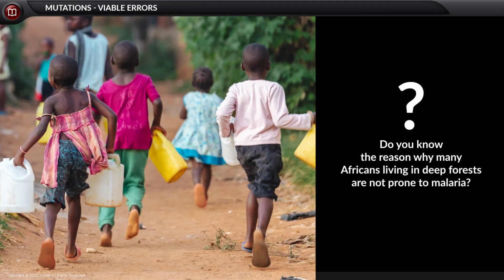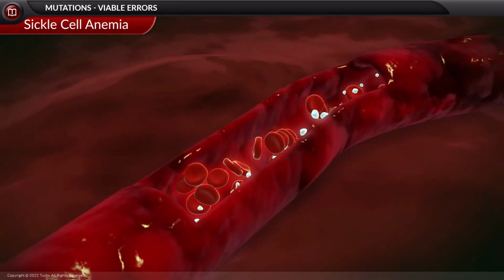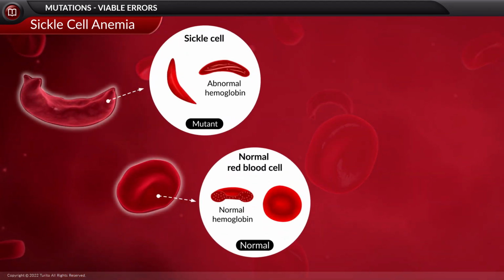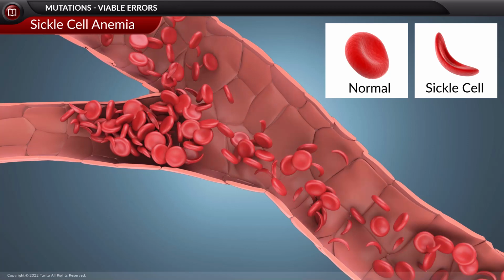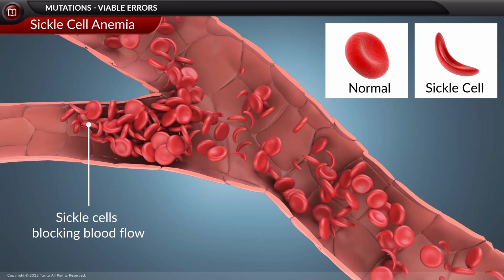Do you know the reason why many Africans living in deep forests are not prone to malaria? It is due to the presence of abnormal hemoglobin in the red blood cells that is caused by mutations. The RBCs with abnormal hemoglobin attain a sickle shape, which cannot inhabit malaria-causing pathogens, and hence provide resistance against malarial infection. The condition of possessing abnormal hemoglobin, which cannot carry oxygen from the lungs, is called sickle cell anemia.